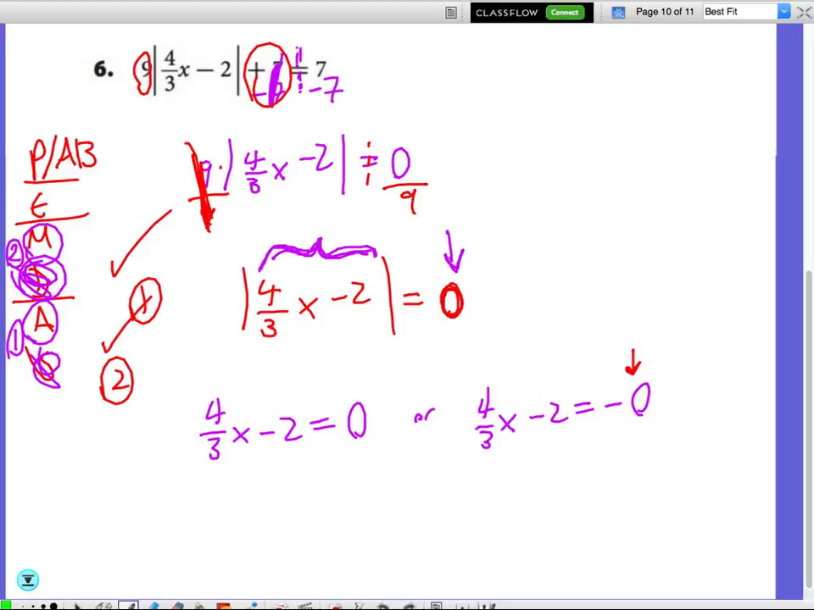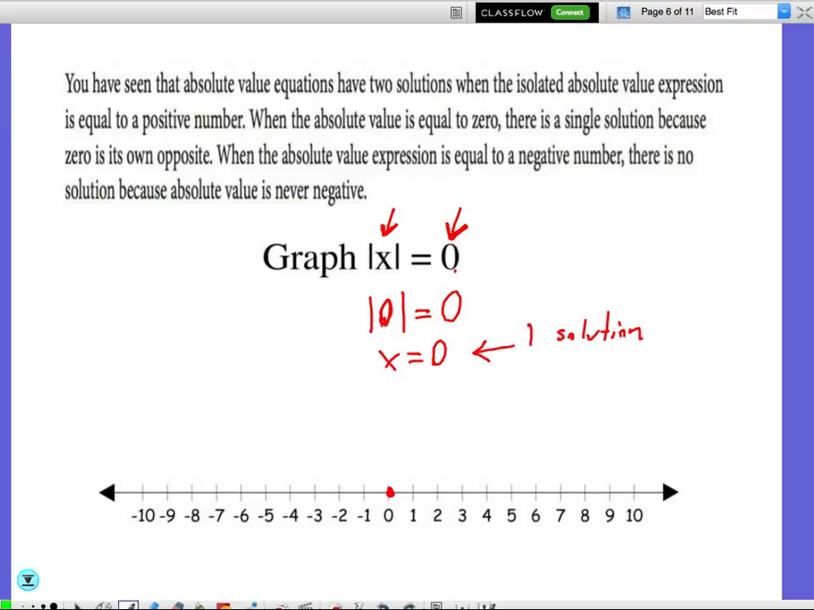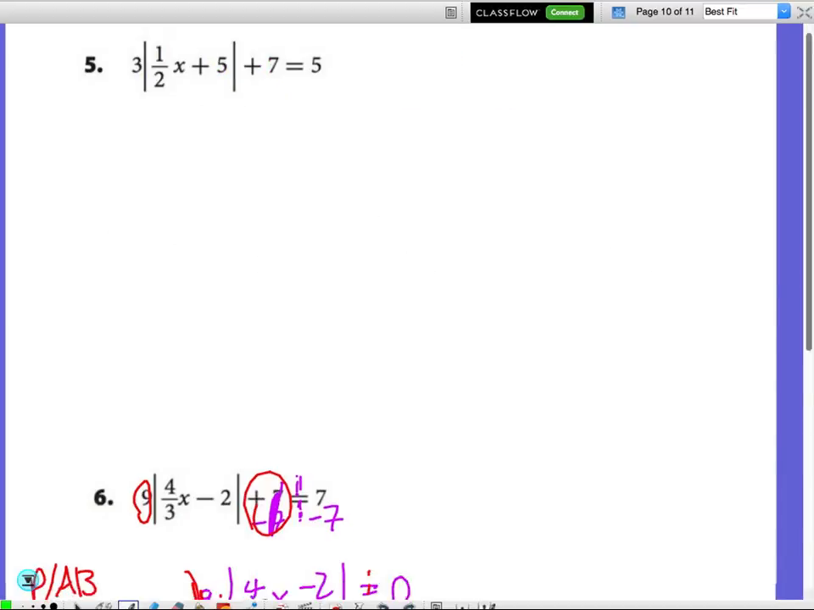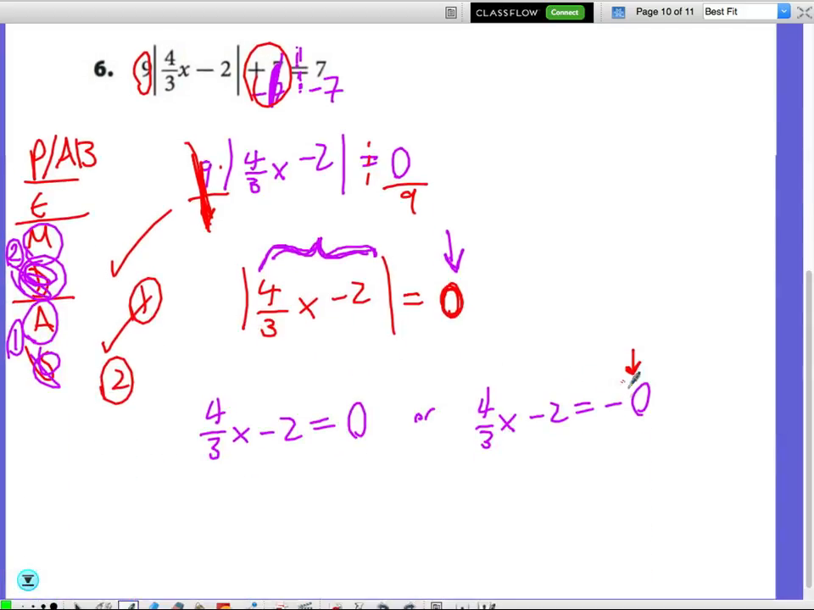So going all the way back to this right here, we said that anytime you isolate the absolute value and you have it equal to 0, how many solutions did we say it's going to have? It's just going to have one solution, which is exactly the same situation we have here. We can't have this equation because we can't set it equal to negative 0. And so in this case, we just have one equation, which means we're going to have one solution.